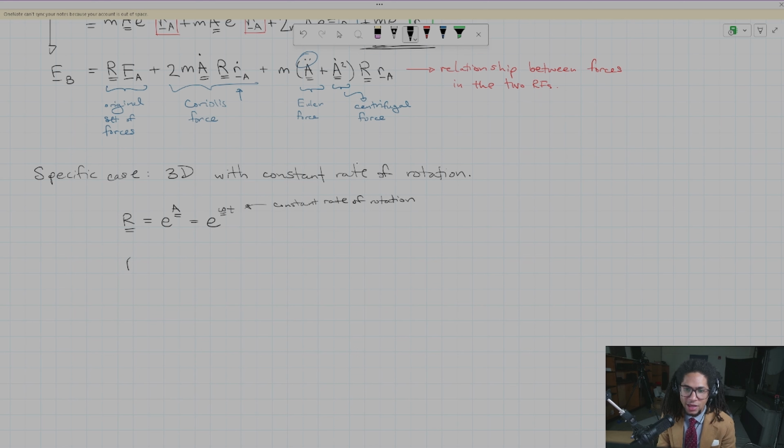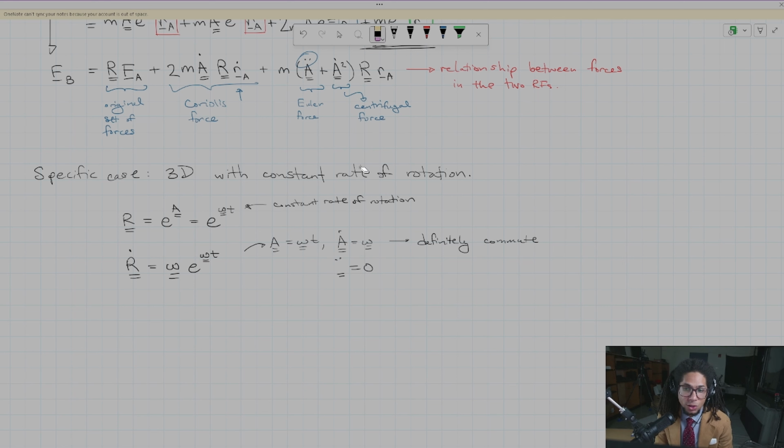Okay, so now in this specific case, let's check what we get for r dot. Well, just by the chain rule, I get omega times e to the omega t. Now remember, we were all concerned about whether or not a dot commuted with a. In this case, our a is equal to omega times t, and our a dot is equal to just omega. And these definitely commute. Additionally, we have a double dot is equal to 0. And that will become important because it means that there's no Euler force.